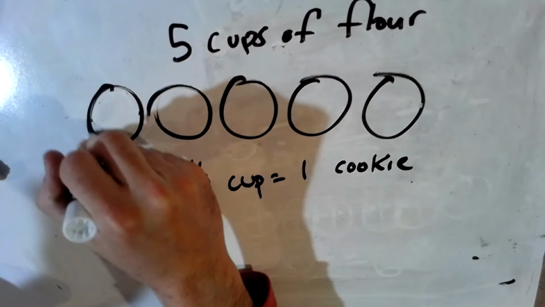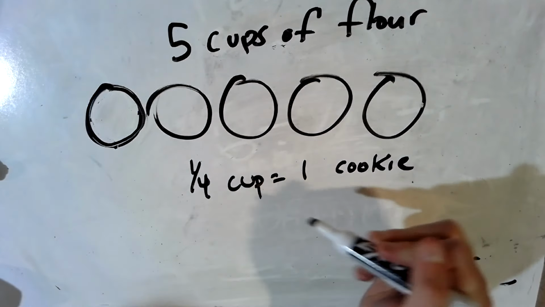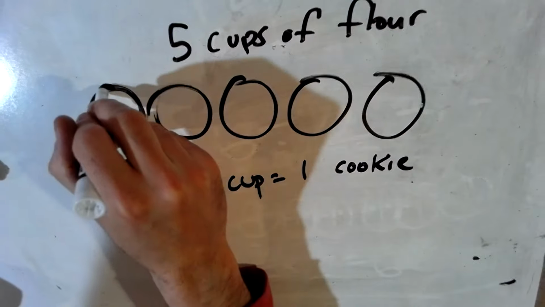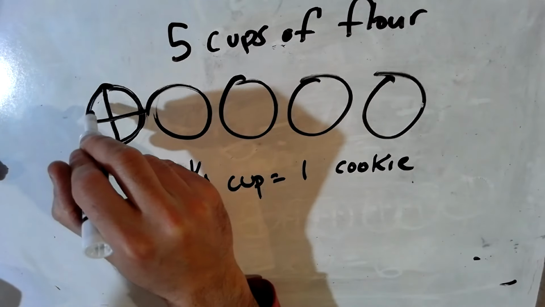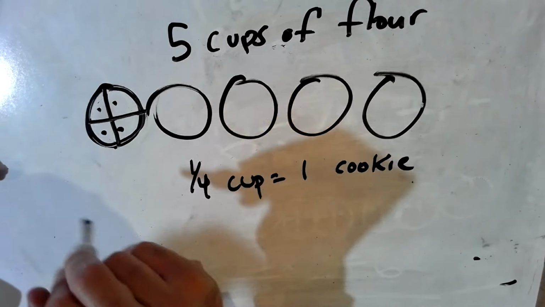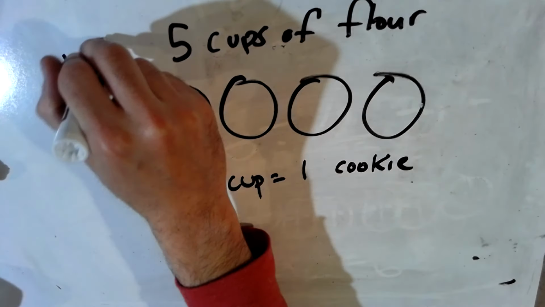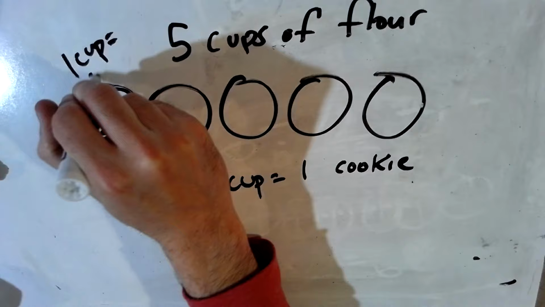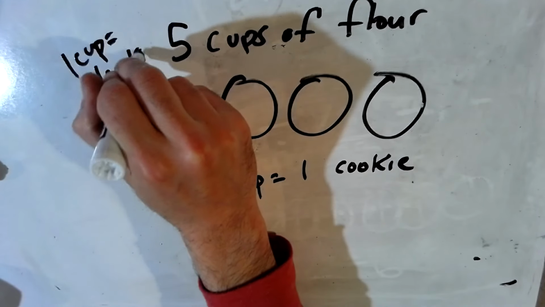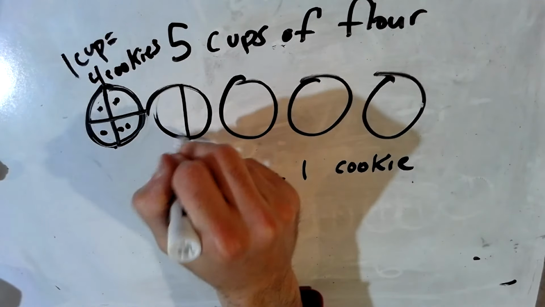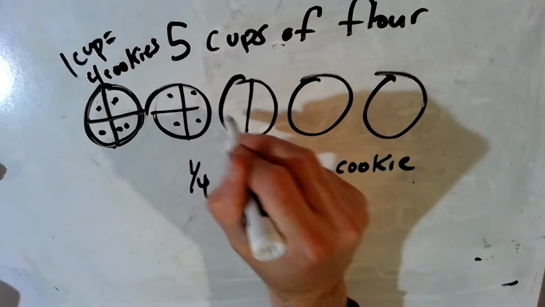Well, let's just look at 1 cup of flour. If every 1/4 of the cup makes a cookie, 1 cookie, 2 cookies, 3 cookies, 4 cookies. 1 cup equals 4 cookies. The same can be said for the other cups of flour.